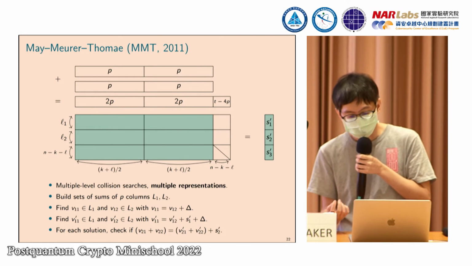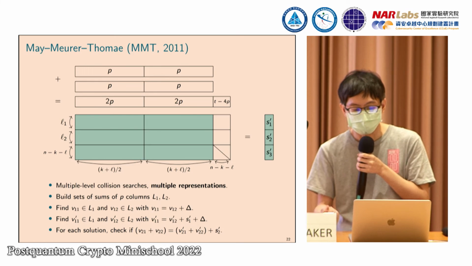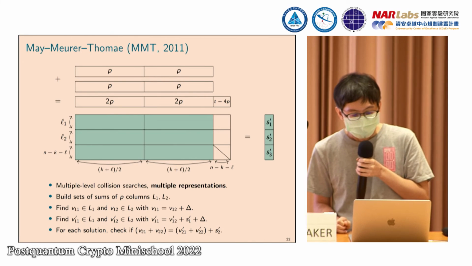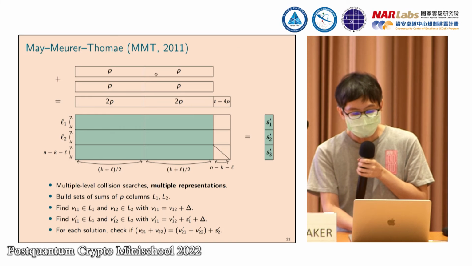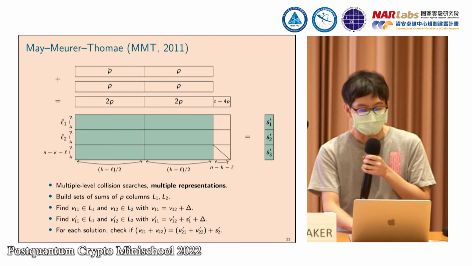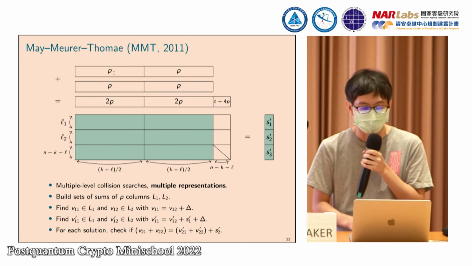And another important concept is that in MNT we try to make use of multiple representations. We want to create multiple representations for one solution. By looking at this picture, you should be able to imagine what this means. Even if you have a solution like having 2p errors here, 2p errors here, you might have many different ways of picking the first p errors and then picking the second p errors. So this is why we have multiple representations in MNT.